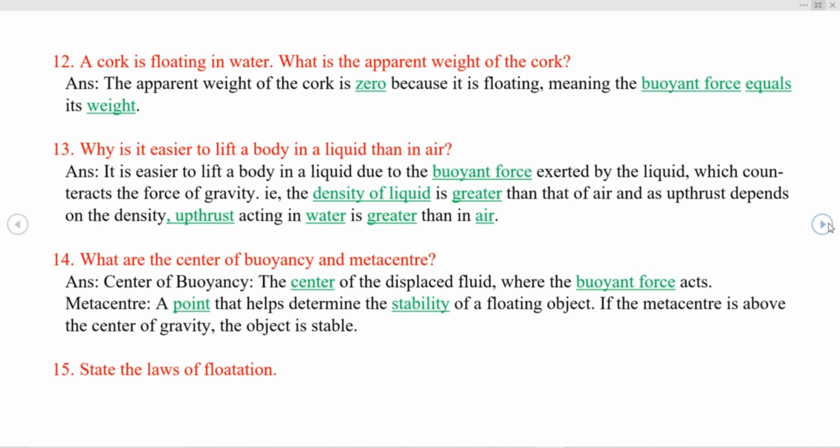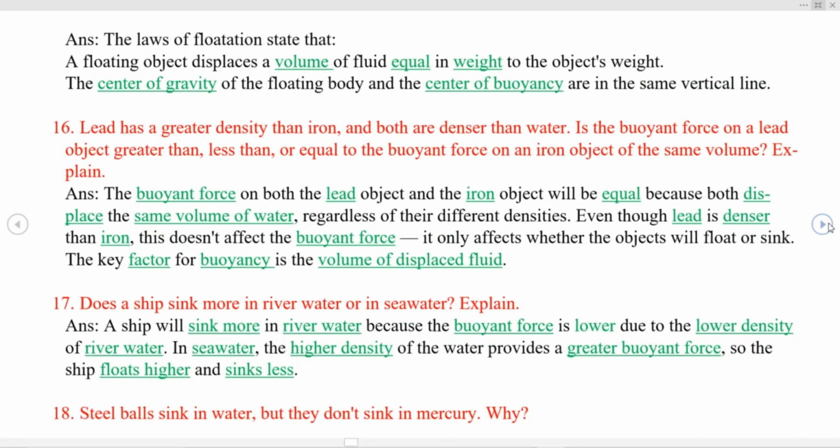Another question: state the laws of flotation. The laws of flotation state that a floating object displaces a volume of fluid equal in weight to the object's weight. The center of gravity of a floating body and the center of buoyancy are in the same vertical line.